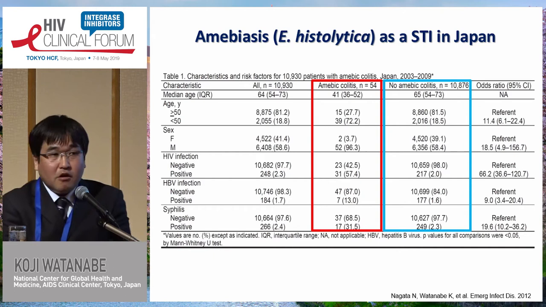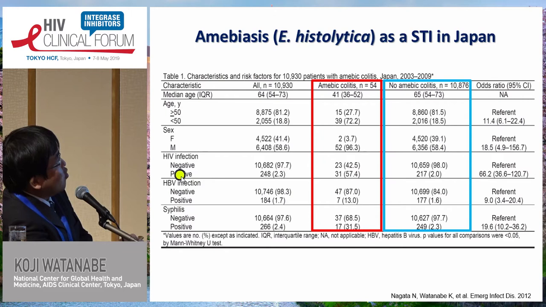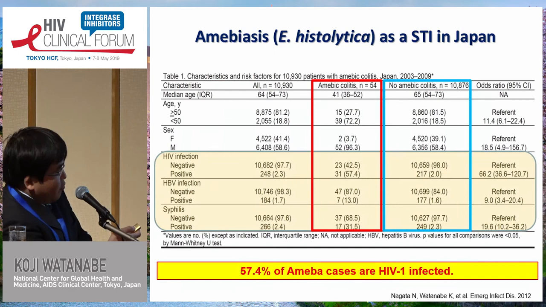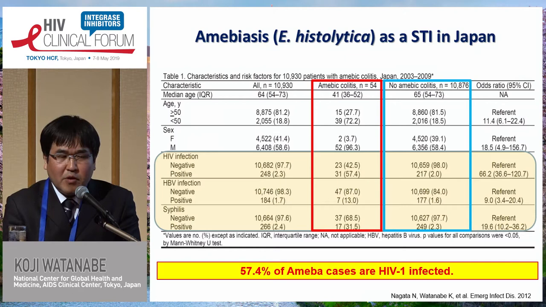And this is very old data from our group. We compared patient characteristics, age, sex, and other comorbidities, between amoebic colitis and no amoebic colitis. The important thing in this slide is that among amoebic colitis patients, there is a very high ratio of co-infection with HIV-1, hepatitis B, and syphilis. You can see 57 negatives, 2.0, the 13 and 1.6, and the 31 and 2.3. So 67.4% of the amoebiasis cases are HIV infected. So amoebiasis is spreading as a sexually transmitted infection in Japan.